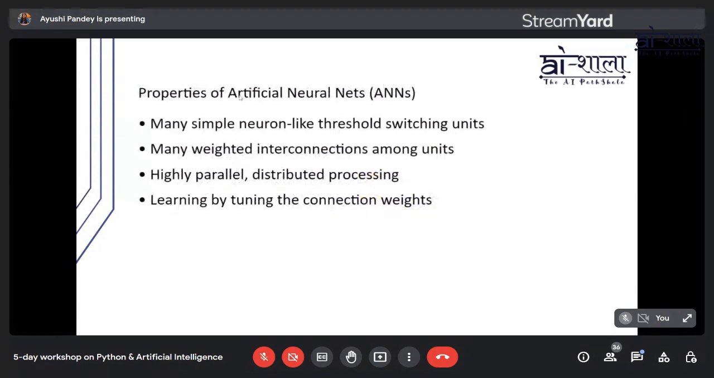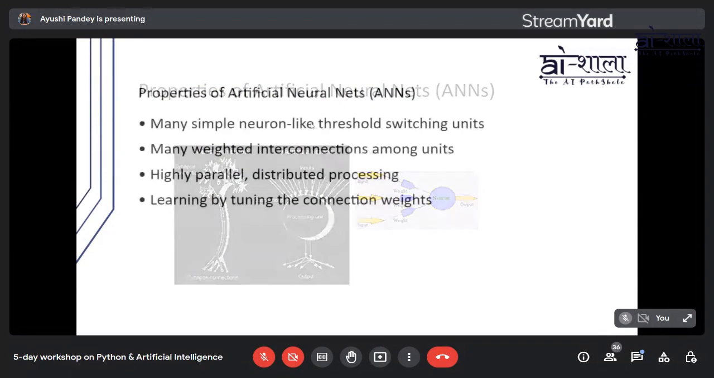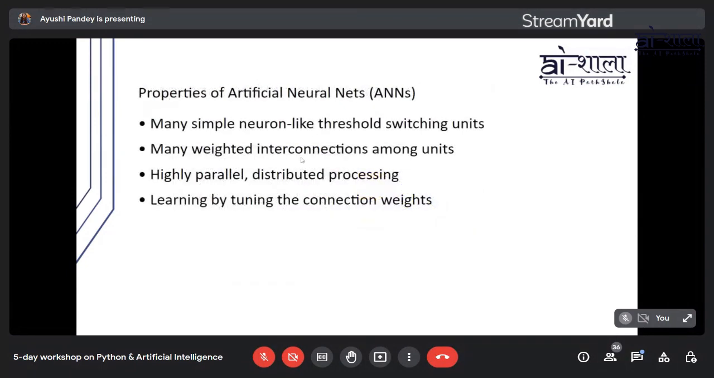Properties of ANN: many simple neurons like threshold switching units, it is inspired from this. We can have a single layer or multiple layers, with many weighted interconnections among units. It performs highly parallel distributed processing, so we can do multiple things at one time, and learning happens by tuning the connection weights.